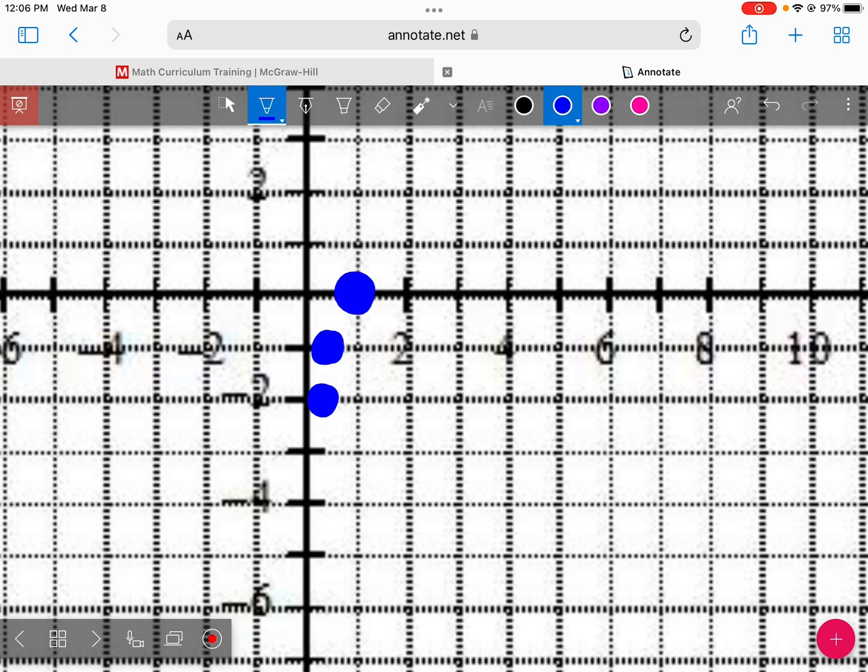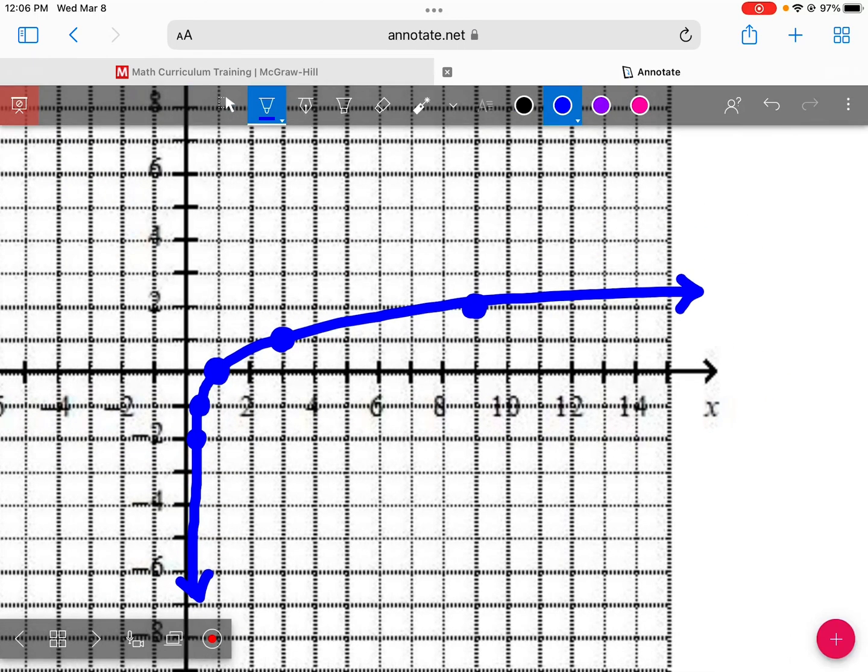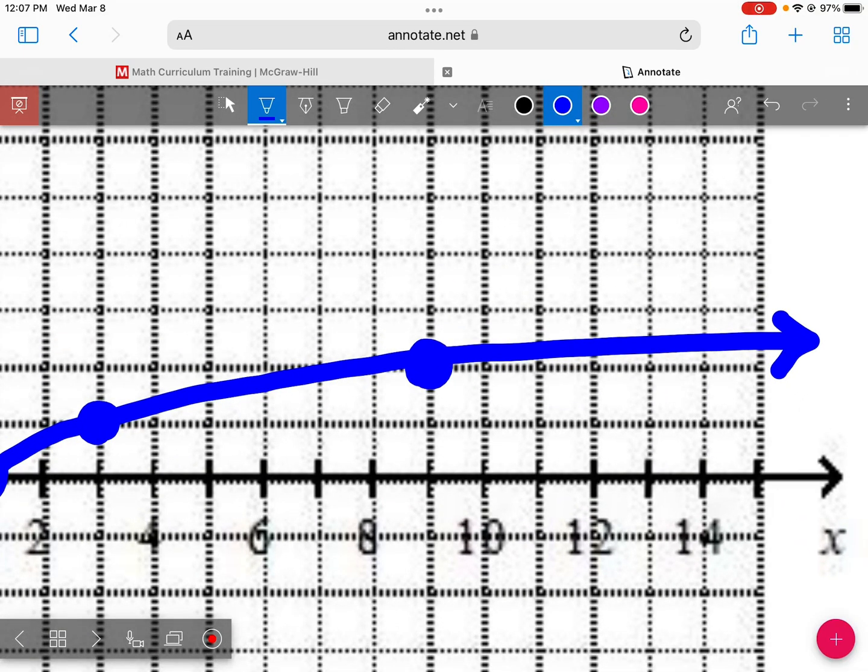Then I get into these whole numbers. 1, 0, 3, 1, and 9, 2. Remember, it does not cross the y-axis. So it lays flat against the y-axis, and then it curves through these points here. Arrows on both ends because it keeps going on forever. This is my parent.